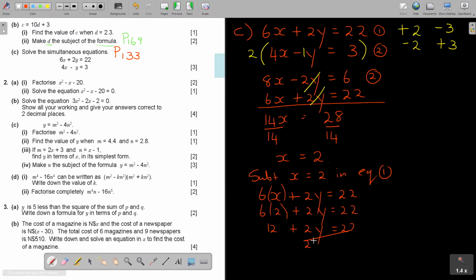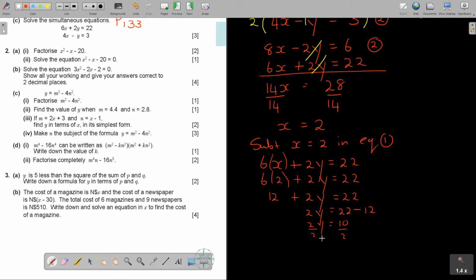So 2y is equal to 22 minus 12. So 2y is equal to 10. Then I divide by 2, and my value of y will be equal to 5. So therefore, x is equal to 2 and y is equal to 5.